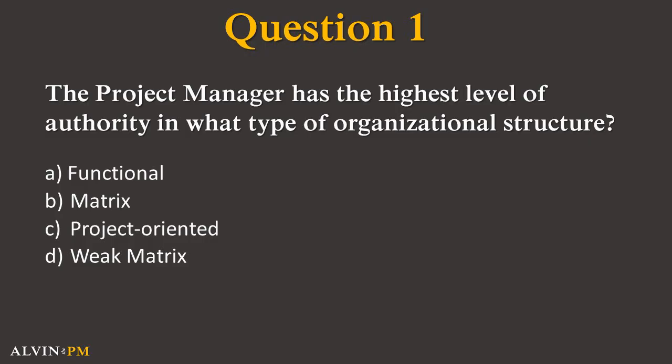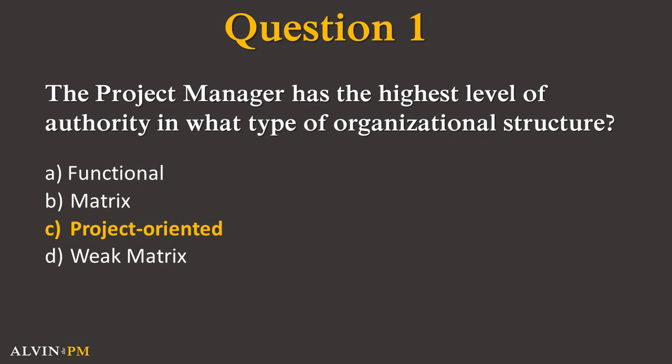Question 1. The project manager has the highest level of authority in what type of organizational structure? Is it A, functional, B, matrix, C, project-oriented, or D, weak matrix? Which do you think is the correct answer? If you chose C, then you're correct.